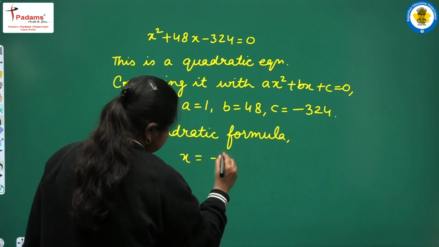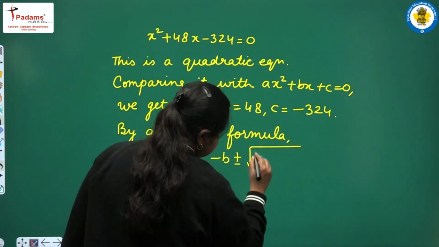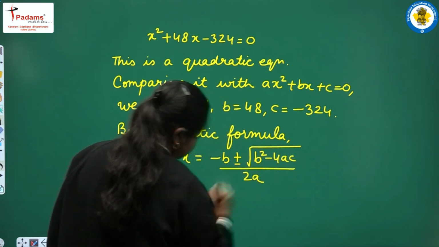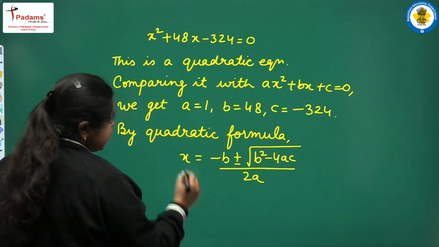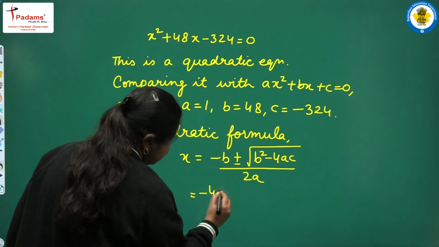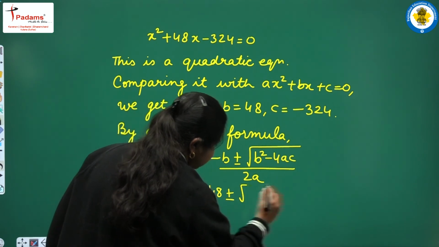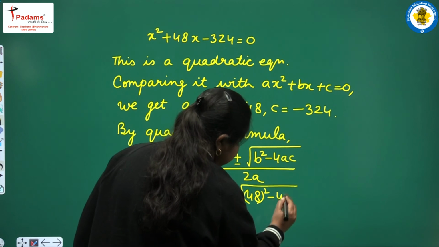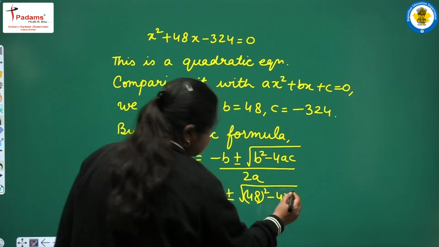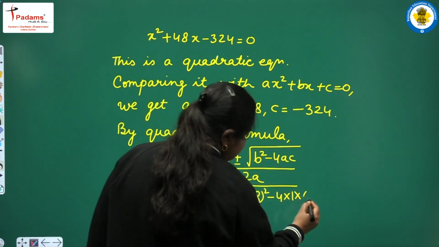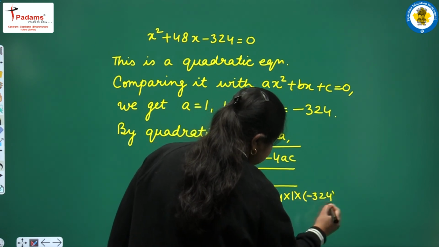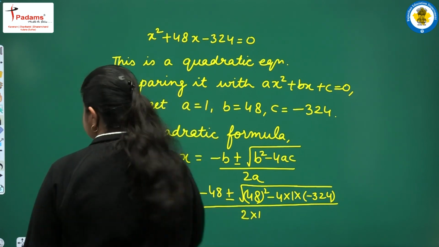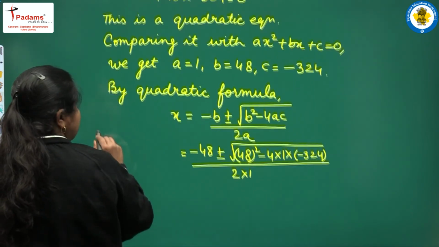x is given as minus b plus minus under root b square minus 4ac upon 2a. Place the values of a, b and c. Minus 48 will be in place of b, plus minus under root 48 square minus 4 into a, a is 1 and c is minus 324, upon 2 into 1. From here we will calculate 48 square.